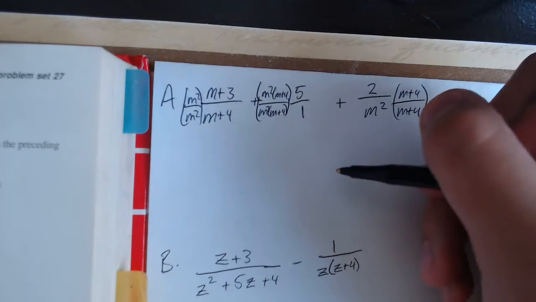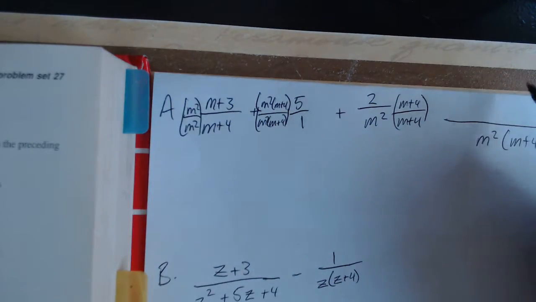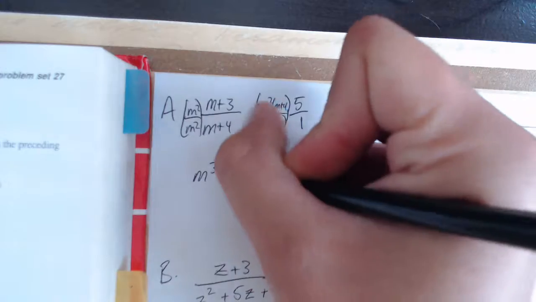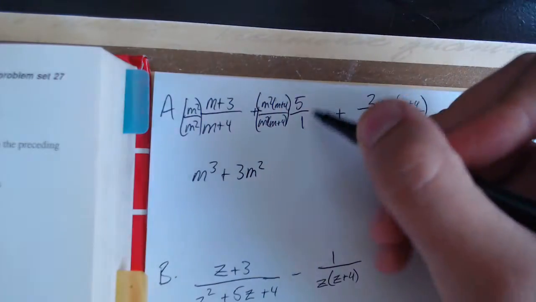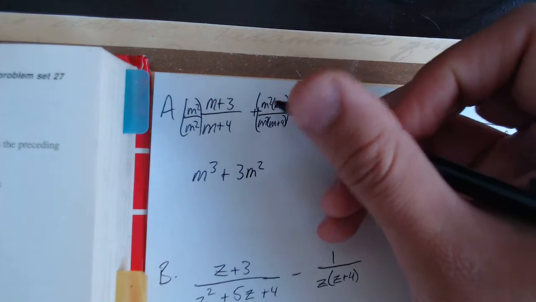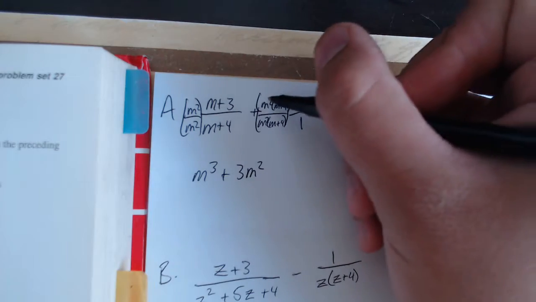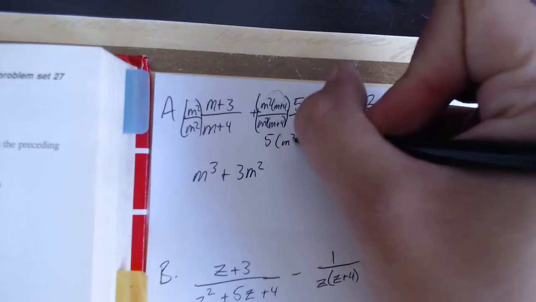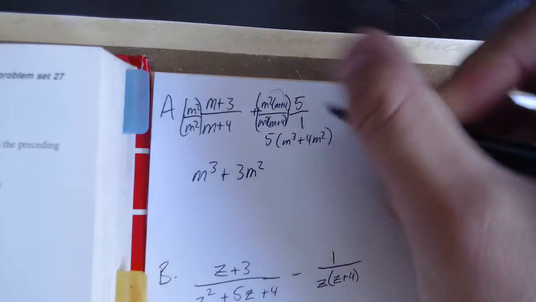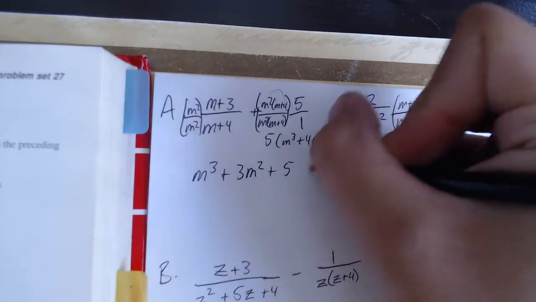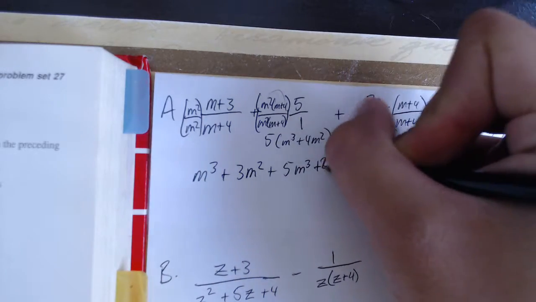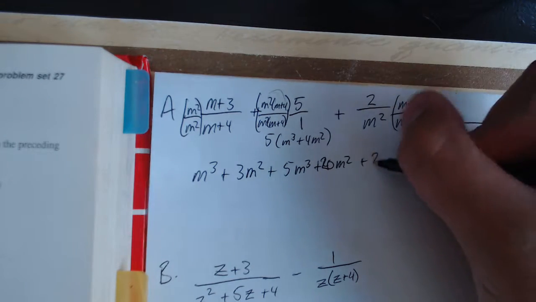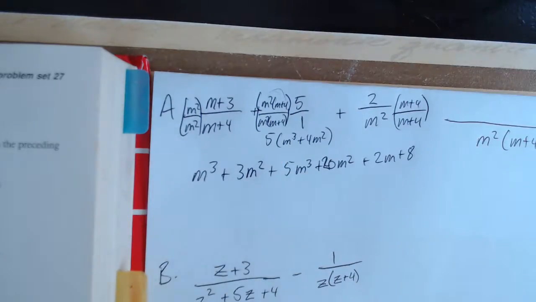Now I'm going to go ahead and write my multiplication down here before I put it over the numerator up here. So when I multiply m squared by m plus 3, I get m cubed plus 3m squared. Here, when I multiply 5 times m squared times m plus 4, I can go ahead and distribute this. That'll make it a little bit easier. So that's going to become 5 times m cubed plus 4m squared, and then 5 times that gives me plus 5m cubed plus 20m squared. And the last one, 2 times m, gives me positive 2m. 2 times 4 gives me positive 8.